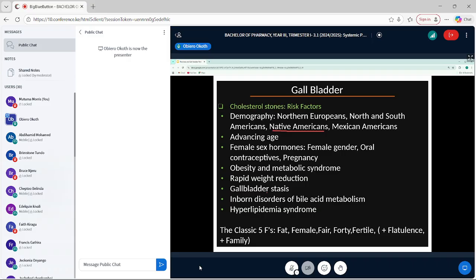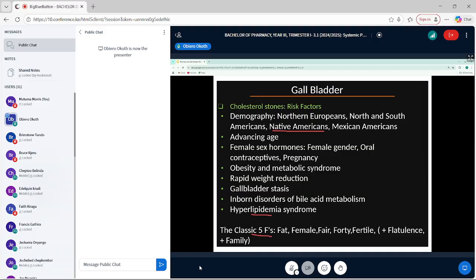Gallbladder stasis, in these you have decreased secretion of the cholesterol from the gallbladder, so that you have supersaturation of bile with the cholesterol. You can have inborn errors of bile acid metabolism, or you could have hyperlipidemia syndrome, again related to cholesterol. And the simplest way of remembering this is what we call the classic 5Fs.